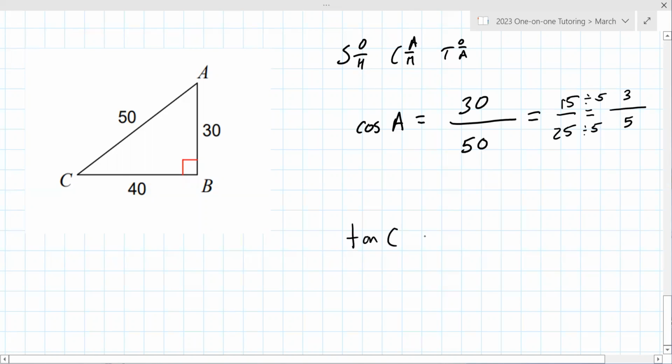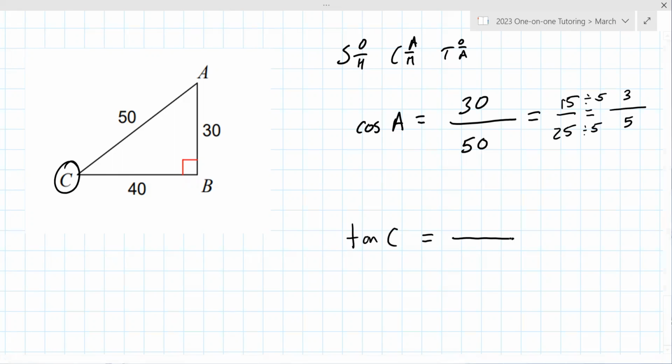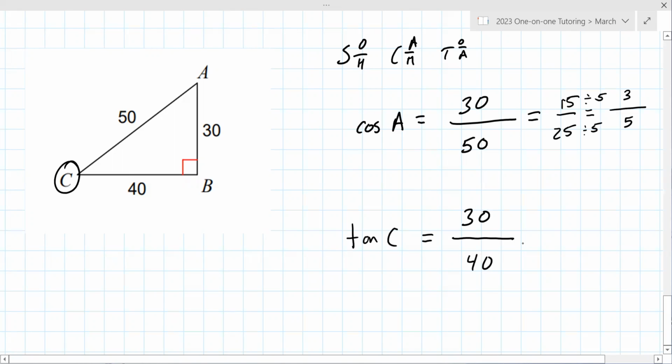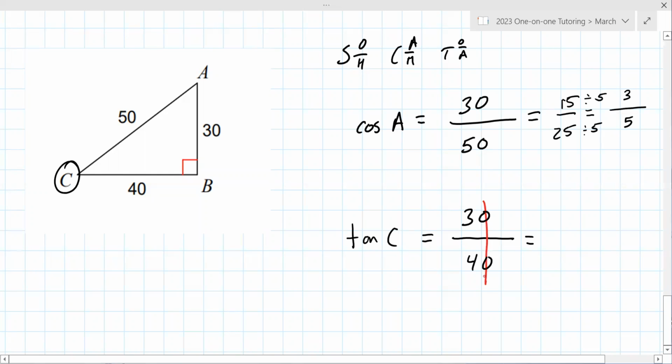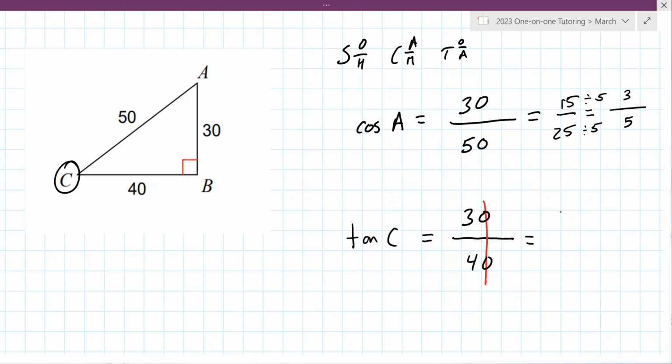Okay, let's look at another one here. Tangent of C. So we're now down here, lower left. Now we're in C, so it would end up being opposite, so 30, over adjacent, so 30 over 40. Yes. So this time, notice that because they both have a 0 in it, they cancel out, and it's 3 over 4.